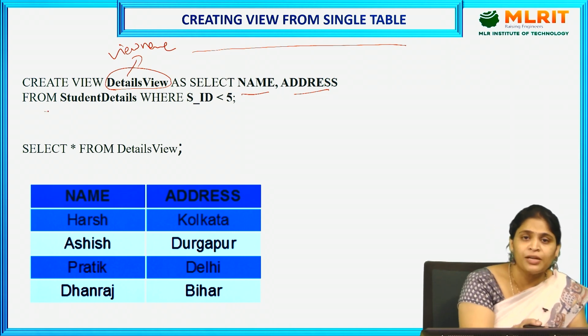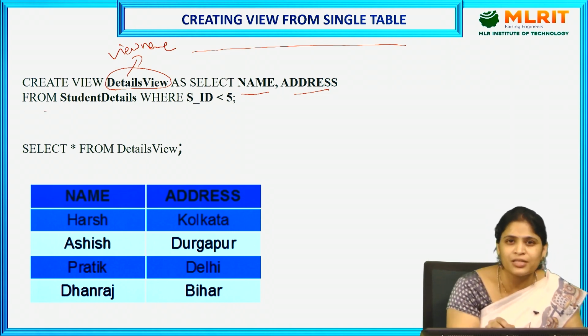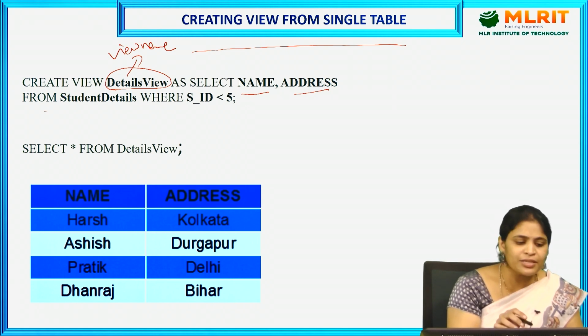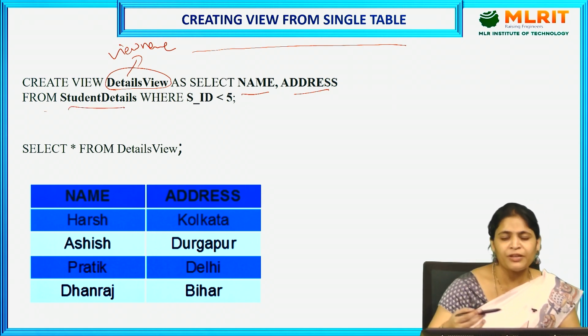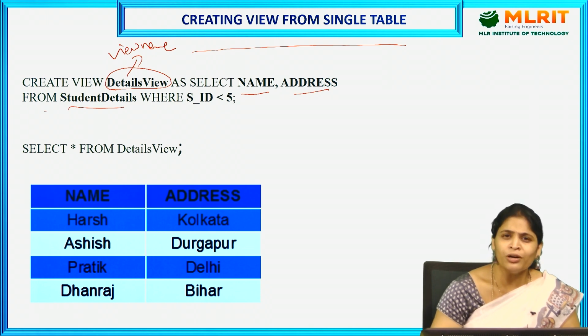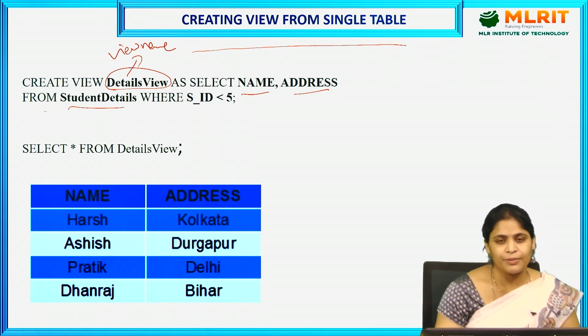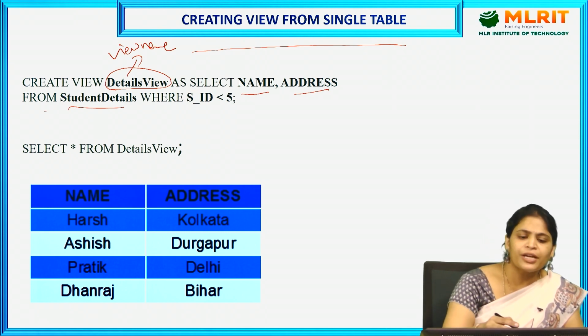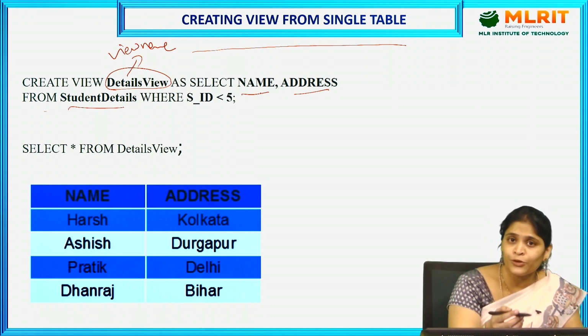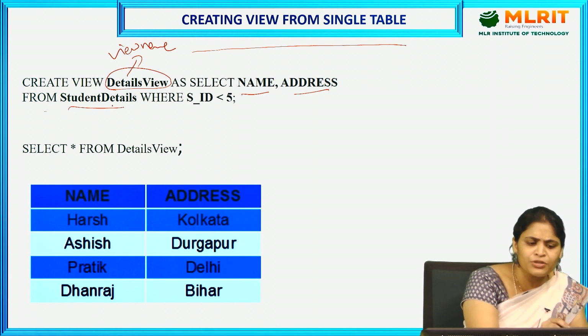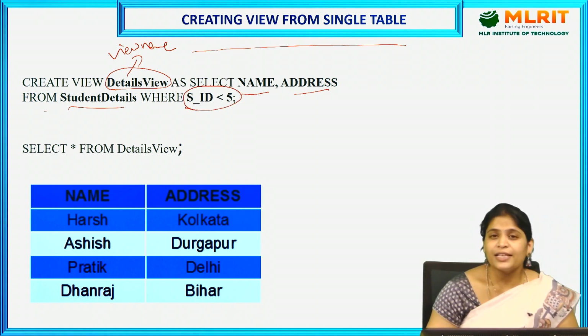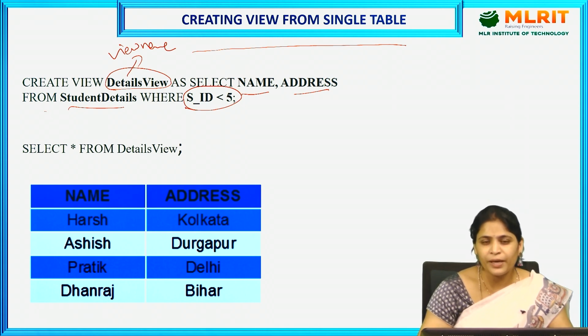From which table am I creating this view? From an existing table, right. So that table is nothing but student details. In previous slides, as I have shown you, we have considered 2 tables, the student details table and the student marks table. So here I am creating this view from the student details table. I am retrieving only 2 columns. So from student details, where SID less than 5, only those rows will be retrieved.